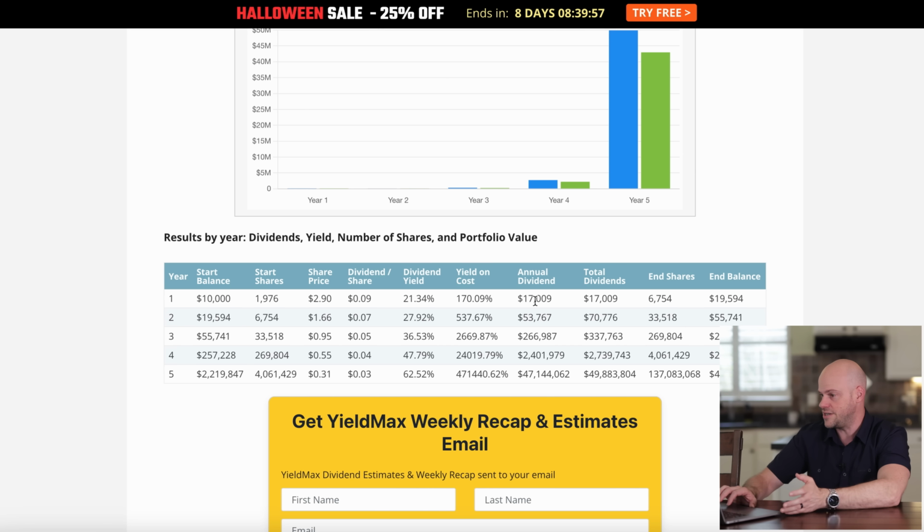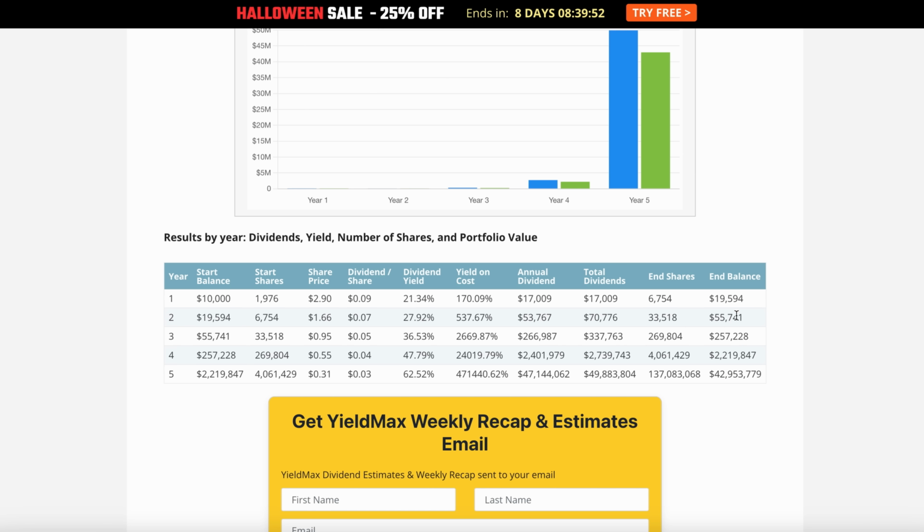So in the first year, the balance puts you at $19,594. Second year puts you at $55,741. By the end of the 5th year, you're sitting at nearly $43 million.